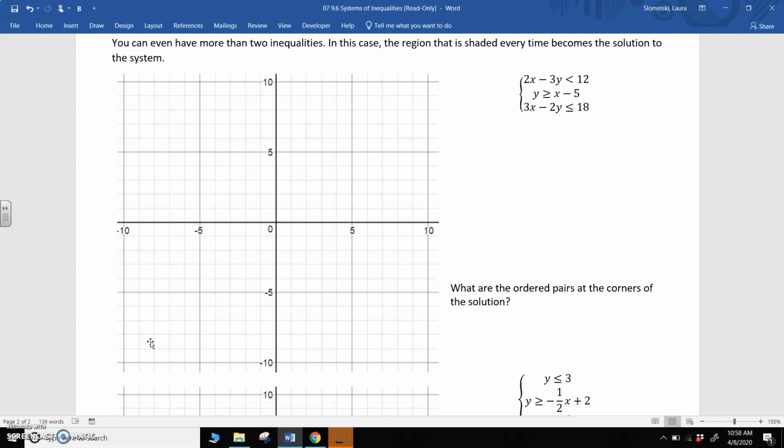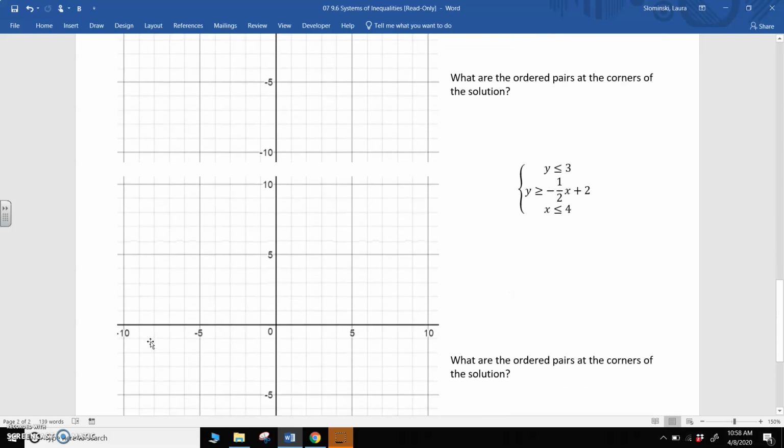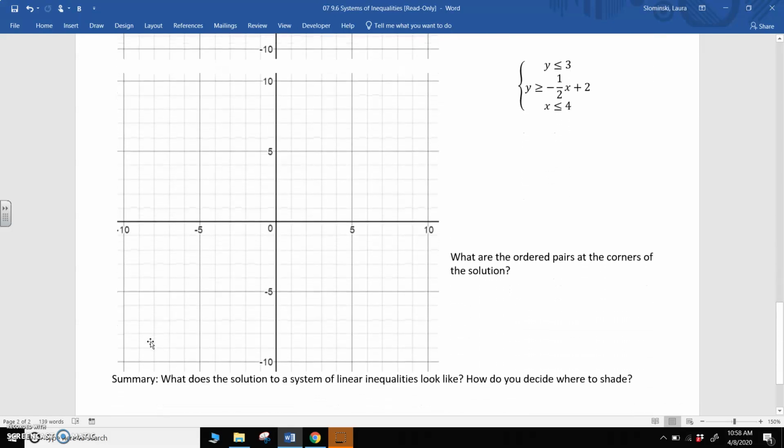I'm actually going to start with the bottom example. It's a little more simple for a couple of reasons. So we're going to start down here and graph these 3 inequalities. I'm going to start with y is less than or equal to 3. And I'm going to graph that one in blue.